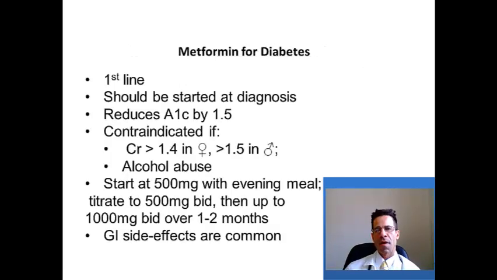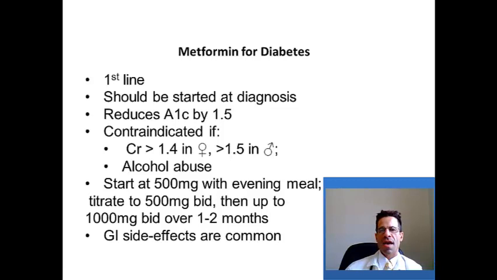So if you diagnose diabetes, the first line treatment is metformin. Metformin should be started at the time of diagnosis of diabetes, and it should be continued even if you start someone on insulin. The typical reduction of A1C on metformin is 1.5%. It should not be used in patients with renal insufficiency, which is defined as, in females, a creatinine of greater than 1.4, and in males a creatinine greater than 1.5.